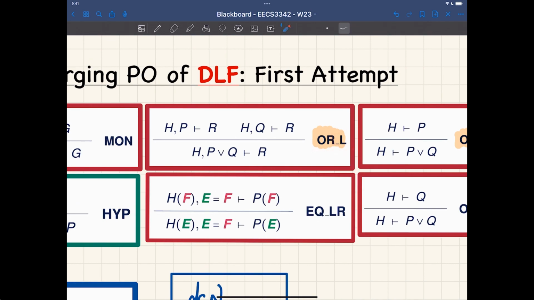On the other hand, here I got ORL. If the disjunction appears to the left of the turnstile, you cannot drop any one of them. Instead, you have to discuss in two cases. Since I can assume the disjunction, I need to think about what if I assume just P? What if I just assume Q? Both of them should actually work because either assumption may occur. I don't know which one. So I want to make sure either one of them, whichever occurs, should work. All right, question?